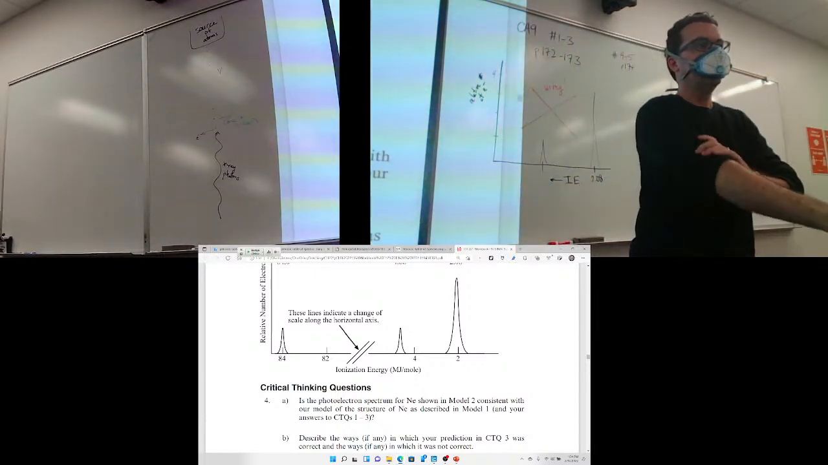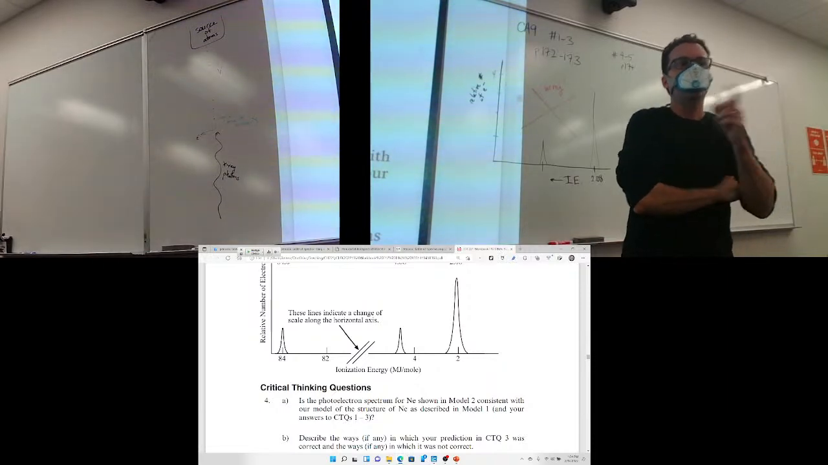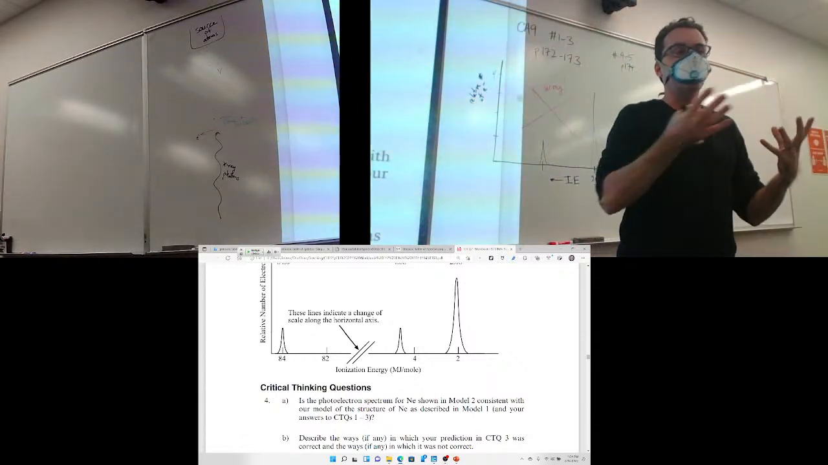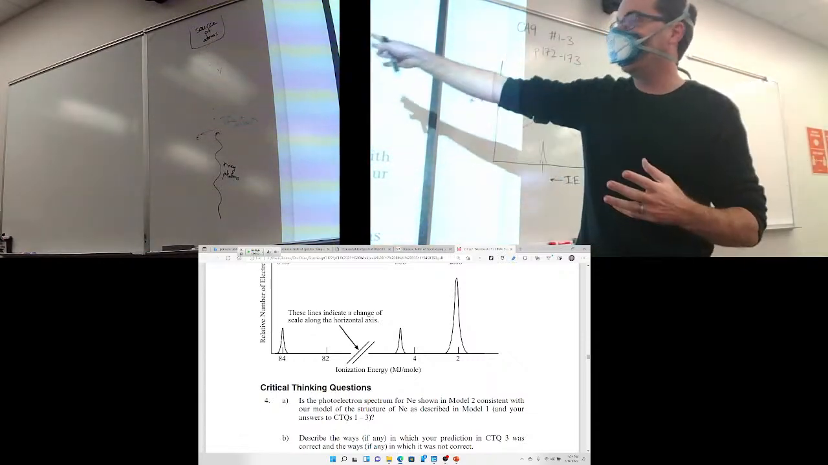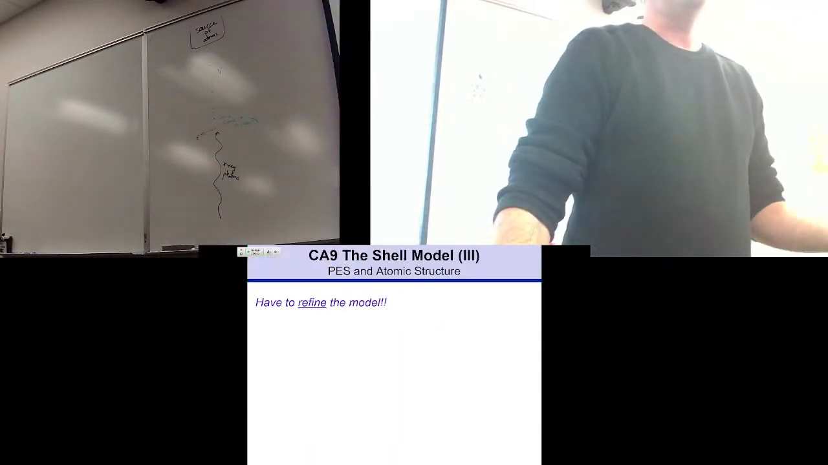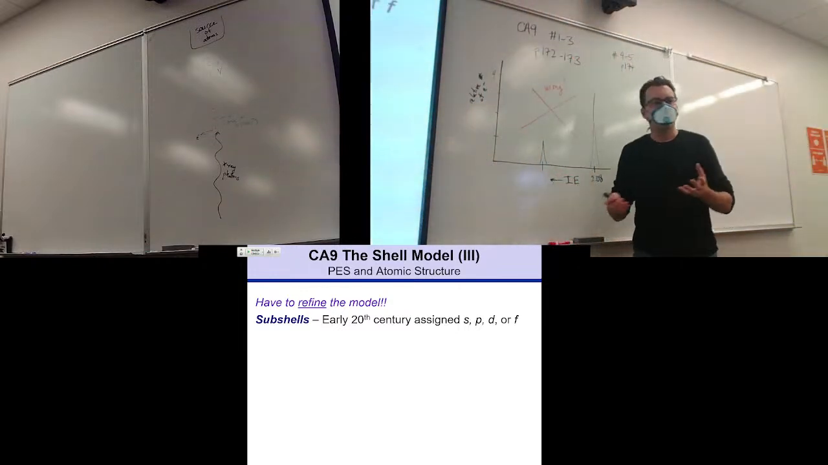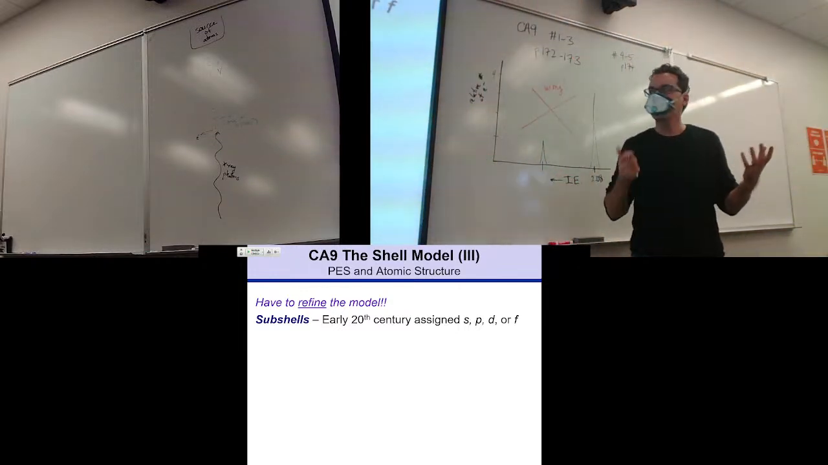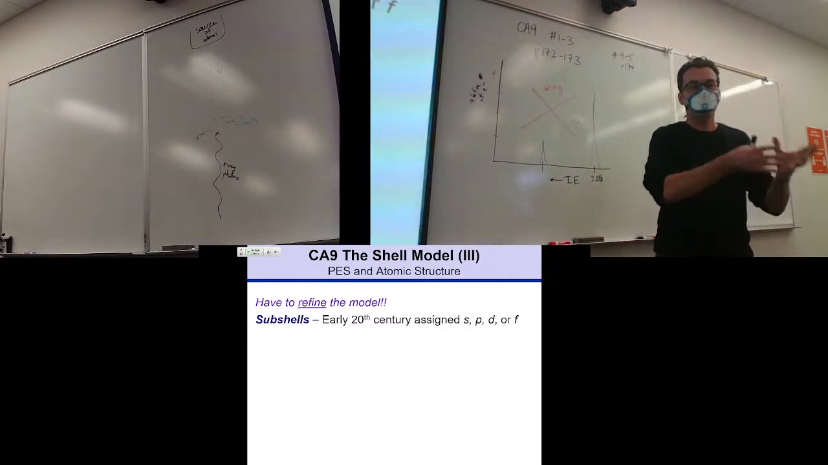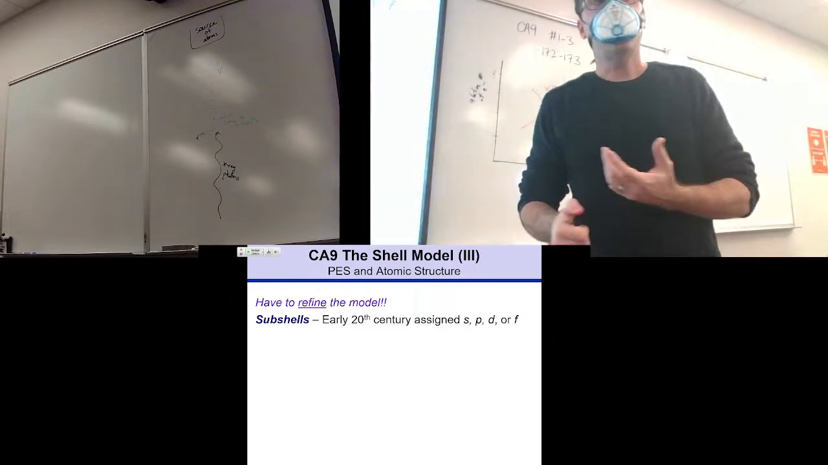Yeah. So, is it not how many shells they have, just the number of peaks? Sort of. So basically, our shell model is not perfect. There's something wrong with it. It's not predicting this. So we have to refine our model. And the way we're going to do it is, I'm not going to make you come up with it this time. We're going to just tell you how we're going to do it, which is this concept of subshells. So now shells are split into smaller categories, subshells.